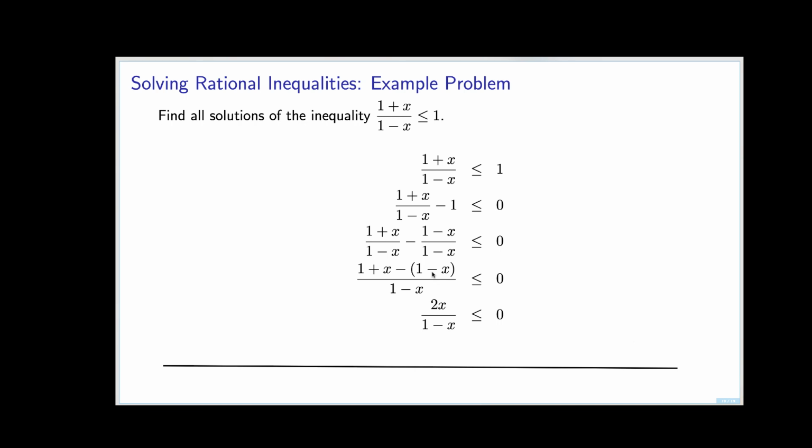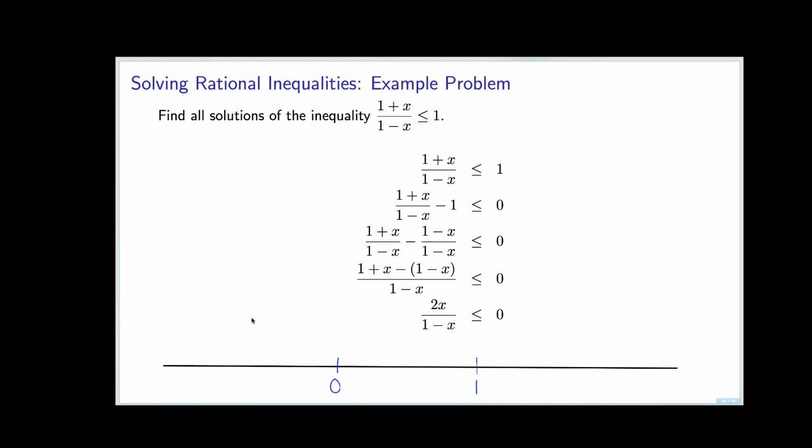So what are the zeros of each factor? 2x is equal to 0 when x is 0, and 1 - x, our denominator, is 0 when x is 1. So these are the only values at which our expression could possibly change sign. This partitions our real line into intervals, and now we'll do a test value in each interval.